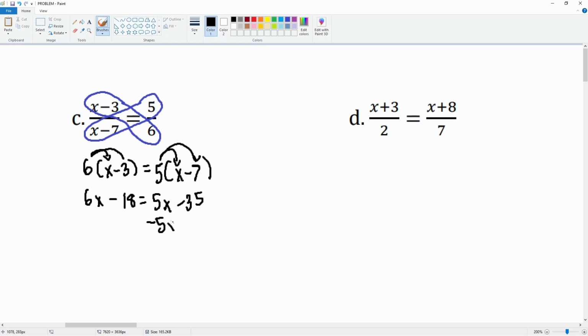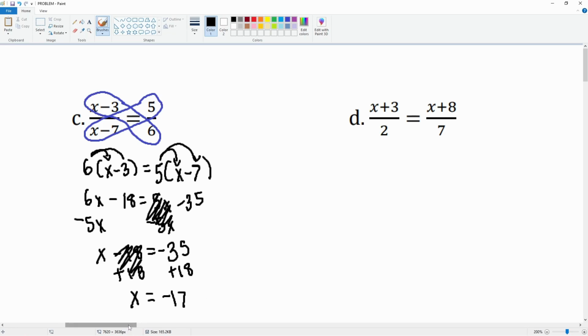All right, subtract 5x from both sides because we're trying to get the variable on one side. This cancels out, leaving you with just an x. Minus 18 is equal to negative 35. Plus 18 to both sides. This cancels out, leaving you with just x is equal to negative 35 plus 18. It is negative 17 for the x value.